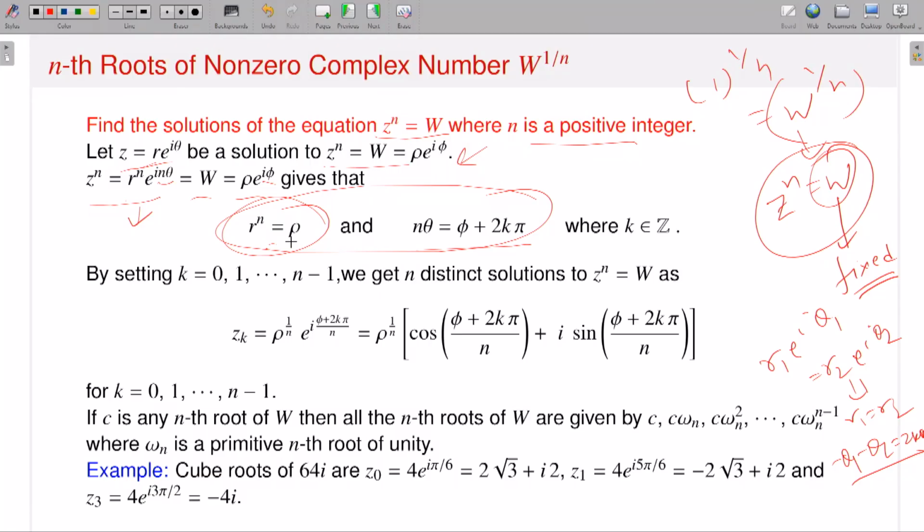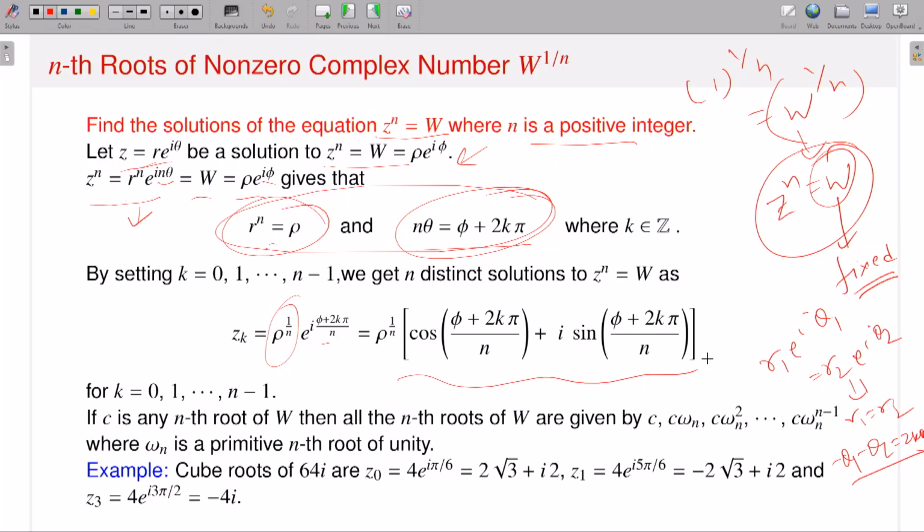Why? Because r to the power n is equal to rho, so r is rho to the power 1 by n. That is perfectly alright, because z is equal to r e to the i theta, and I have to find my point z. You will have these equations, and from here you get the values of theta. Theta will be phi plus 2k pi divided by n. Therefore your z_k will be like this.